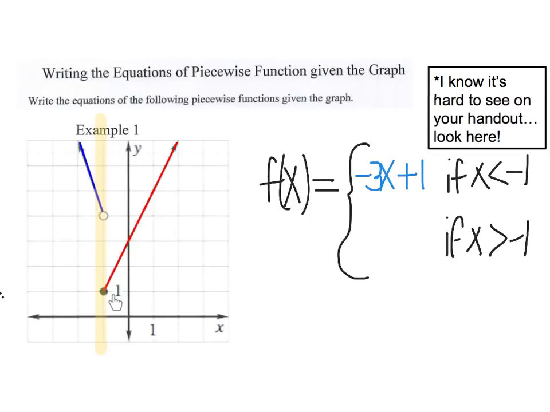Now we want to look at when x is greater than -1. So to the right of -1 would be our red line right here. First thing we want to do is identify our slope. So we know we've got a point here and a point here. So therefore, we went up 2 and to the right 1. So our slope would be 2 over 1. Therefore, our slope is just +2.